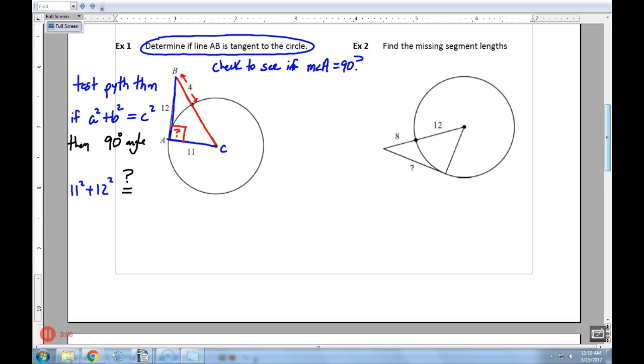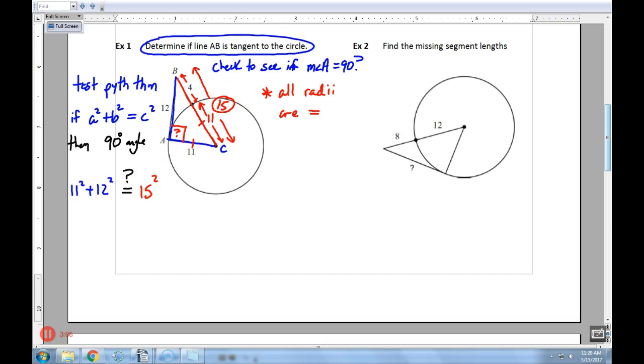The one thing you need to know on this type of problem is that all radii are equal, meaning that if this piece right here is 11, this piece right here is 11. That should allow me to find that whole side. It's basically 11 plus 4, so 15 is this far side.